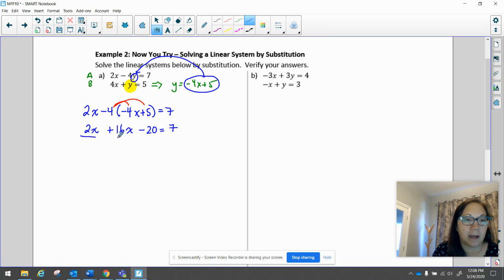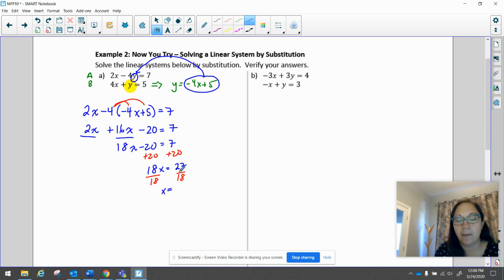I'm now going to combine my like terms. So I have 18x minus 20 is equal to 7. I'm going to get the x by itself by adding 20 to each side. And I have 18x is equal to 27. And I'm going to divide each side by 18. Now, at first, this doesn't look like it's going to give us a very nice answer, but actually 27 over 18 reduces to be 3 over 2, or you could say that's 1.5. Either way, we've found x.